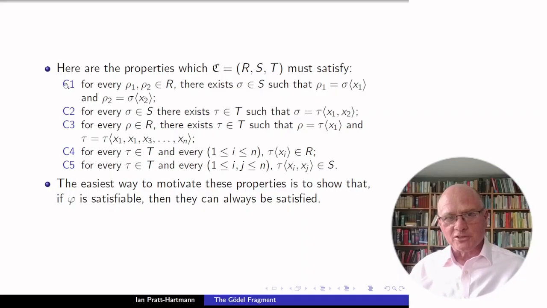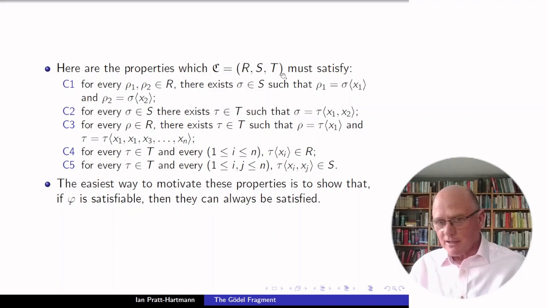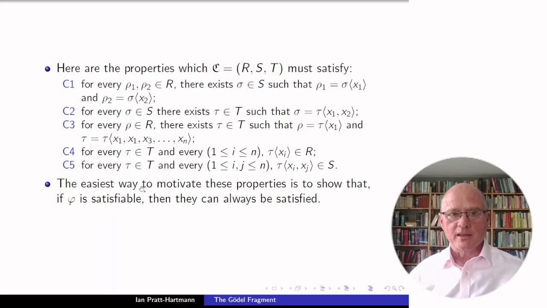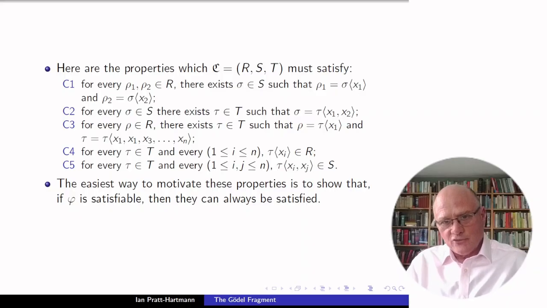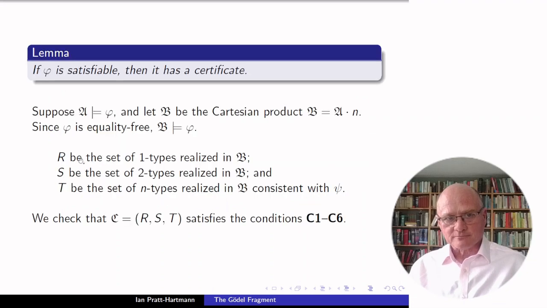Okay, so we've got a bunch of conditions on the types. Of course, these are finite objects, so it's just a matter of checking. If we have a certificate or a potential certificate, we can check whether these conditions hold quite straightforwardly. So the easiest way to motivate these conditions is to prove a lemma, and this lemma will say that if phi is satisfied in some structure, then we can build a certificate satisfying all these conditions, and this is done in the most natural way imaginable.